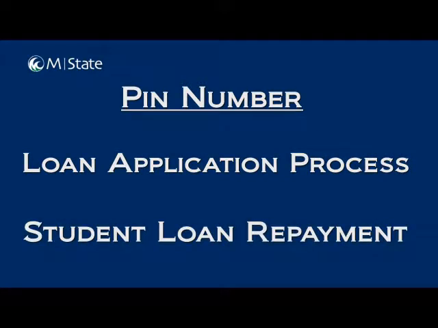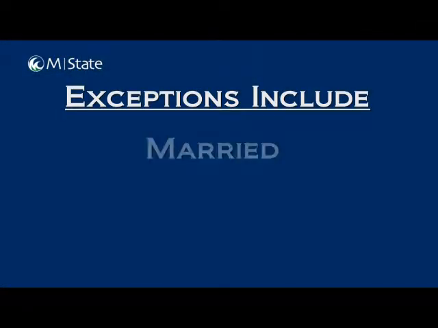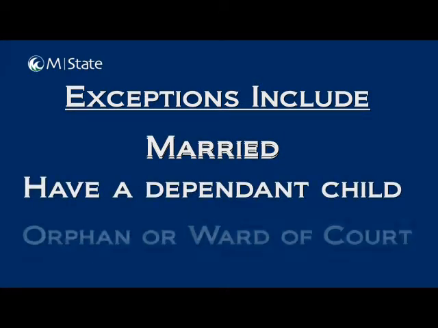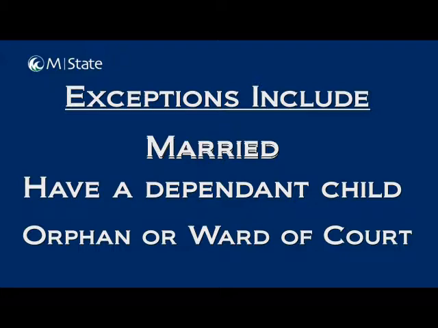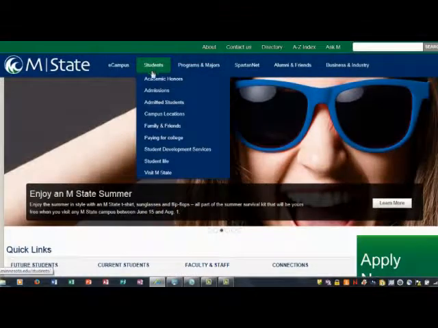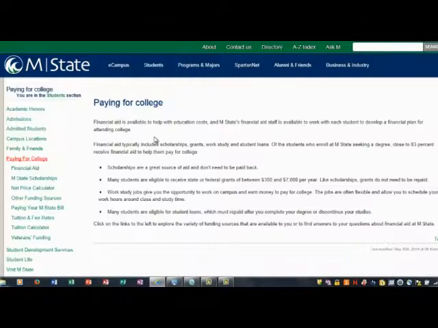If you, as a student, are under the age of 24, you may also have to provide your parents' information. Students who are married, have a dependent child, or are an orphan or ward of court do not have to provide their parents' information. Otherwise, we do require parent information. Once you've applied for your PIN number, then you can go to the FAFSA website.